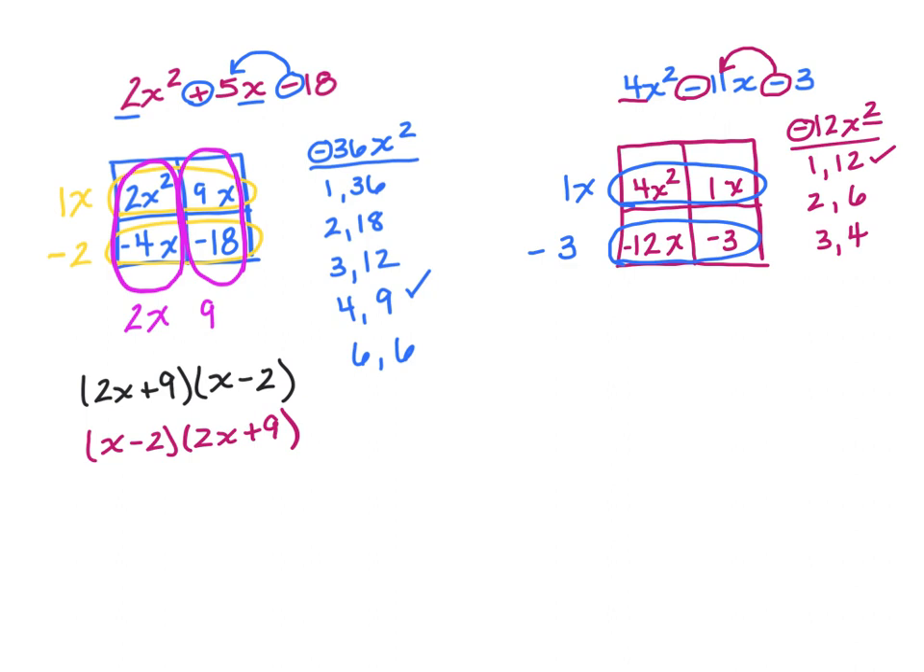Now I'm going to look at my columns. So now my first column, I see I have a 4x squared and a negative 12x. 4 goes into 12, so I can pull that out, but not the negative sign because the 4 doesn't have it. They each have an x, so I can pull out a 4x. Now when I go to the next column, I see that I have a 1x and a 3. 1 goes into everything, so I can pull a 1 out.